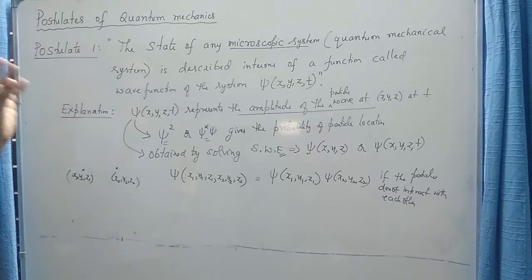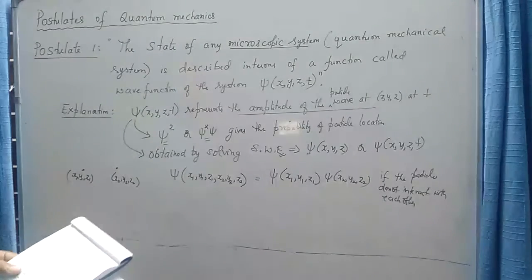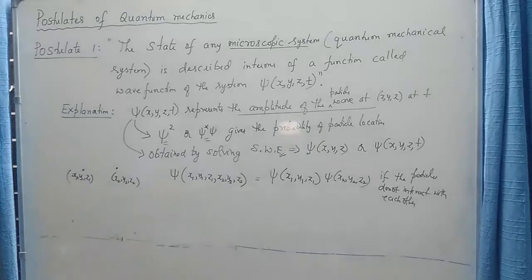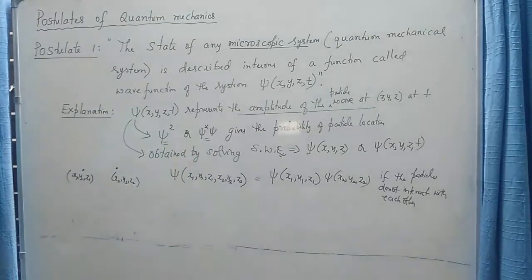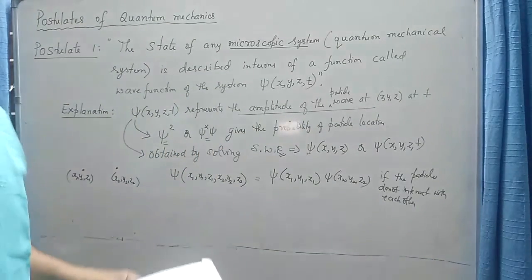So what postulate 1 tells us is how to describe the state of a system. In order to describe the state of a system, we require what is called the wave function. This is all that the first postulate has to say. Now the question arises: the state of a microscopic system is described in terms of the function psi of x comma y comma z comma t.